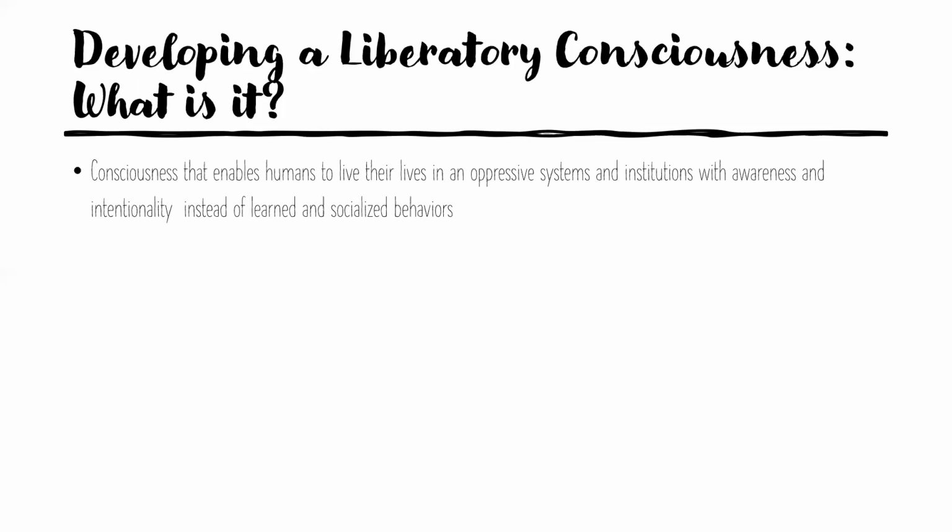So liberatory consciousness is this consciousness that allows humans to live their lives in the oppressive systems and institutions with awareness and intentionality instead of learned and socialized behaviors. It allows humans to live outside the patterns of thoughts and behaviors that are learned through the socialization process, and guides them to engage in behaviors that do not perpetuate oppressive systems. So what are the elements? You have awareness, analysis, action, accountability, and allyship. And we're going to talk about each of these.